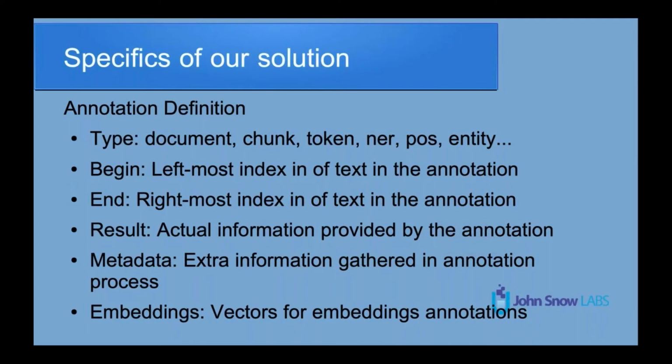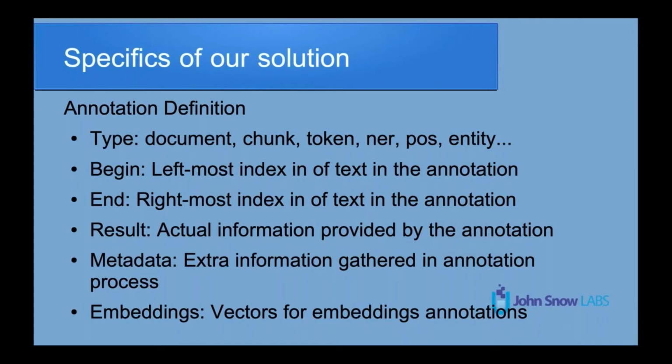as if I may say, a housekeeping item, just to mention that our library follows an annotation framework in which an annotation is defined by these 5 or 6 attributes. They are type, the type of the annotation, either if it's a token annotation, or it's a chunk annotation, or it's a document annotation. As you may know, there is a hierarchy, right? A hierarchy of the text.